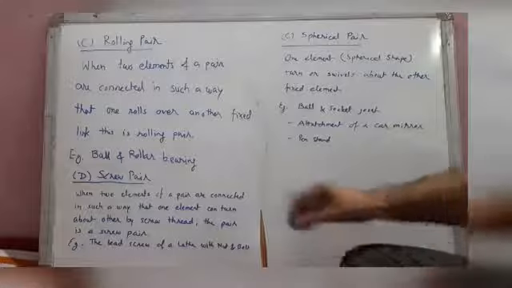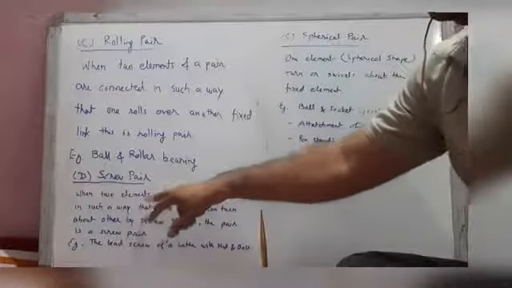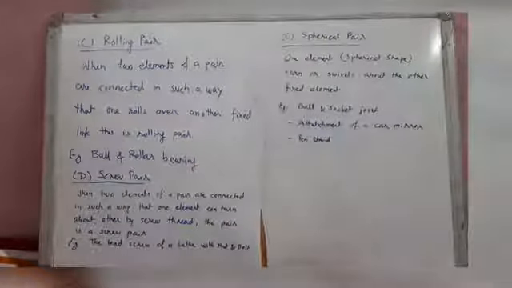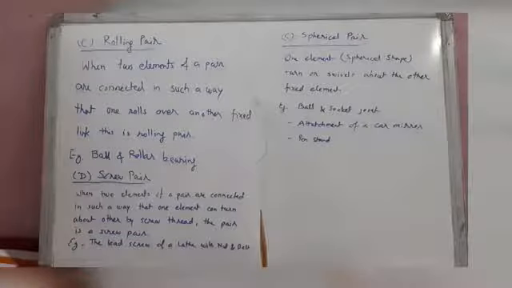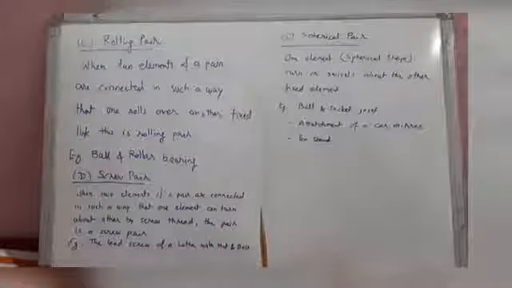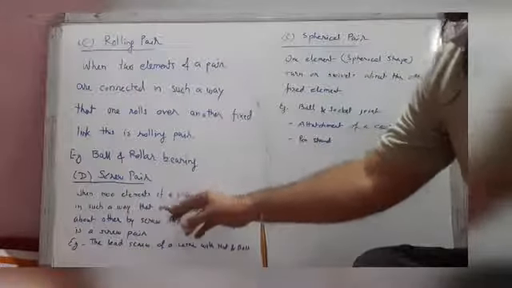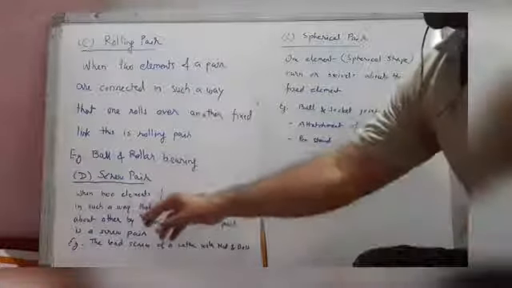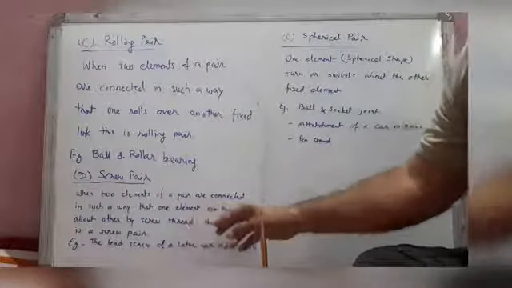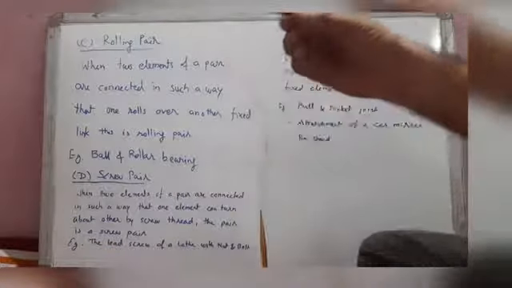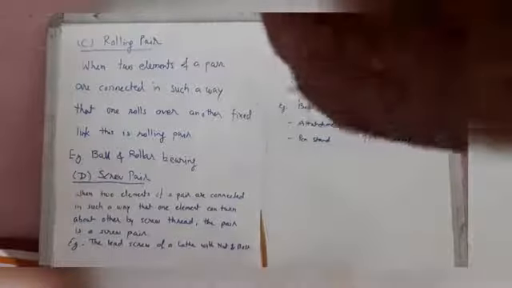Then next type is screw pair. When two elements of a pair are connected in such a way that one element can turn about the other by screw thread, the pair is a screw pair. You can see this screw. You might have seen this type of screw in your daily life.